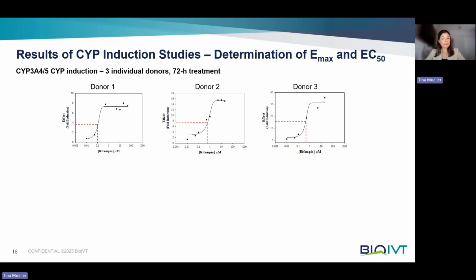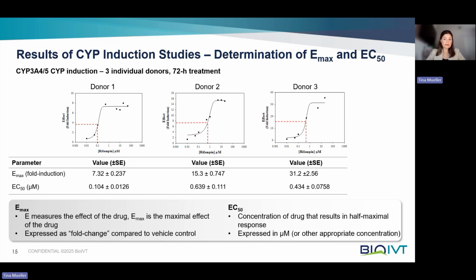Now, importantly, 2 parameters can be calculated from these curves, and these are Emax and EC50. Now, E measures the effect of the tested drug, and with that, Emax is the maximal induction effect of that drug. This is expressed as fold change compared to the vehicle control, so the sample where no drug was added. EC50 is a concentration, as can be seen where the red dashed line intersects the x-axis, and it shows the concentration of the drug at which half maximal induction is seen.